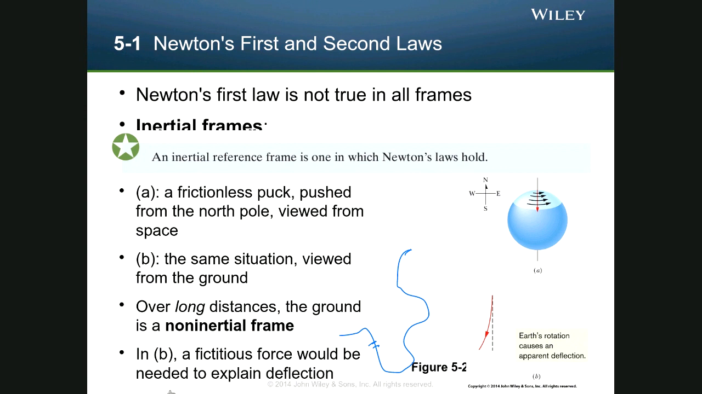Essentially, the easiest way to see if you're in an inertial frame, if you want to ask yourself, am I in an inertial frame? Get an object and let go of it, and if it doesn't move, i.e., doesn't fall or anything, you're in an inertial frame. So if you put something on your desk and you let it go, you'll see it doesn't move. You can say that this is an inertial frame.